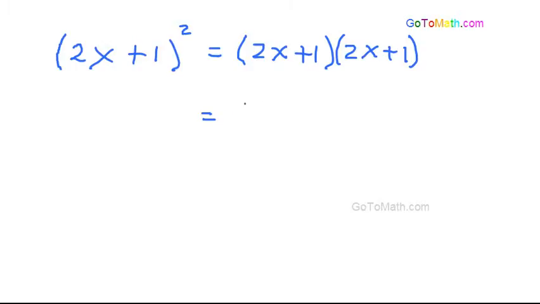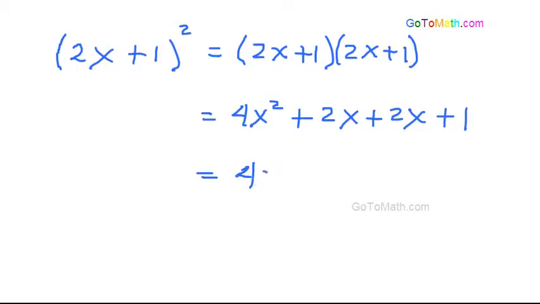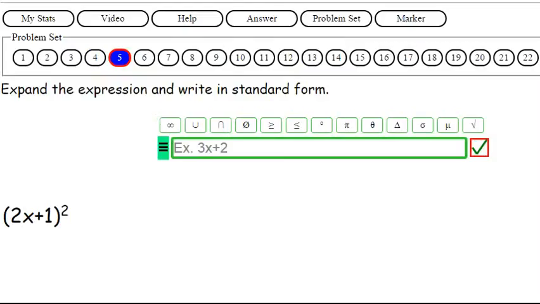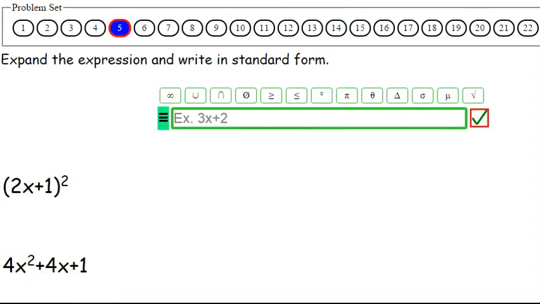So 2x times 2x is 4x squared. 2x times 1 is 2x. 1 times 2x is 2x, and then 1 times 1 is 1. Of course, we want to collect up all our like terms. 2x plus 2x is 4x, and then plus 1. Okay? So there you go. 4x squared plus 4x plus 1. That looks like that's it right there.